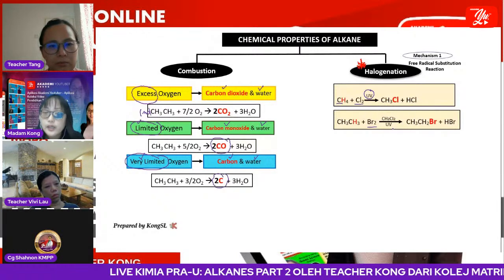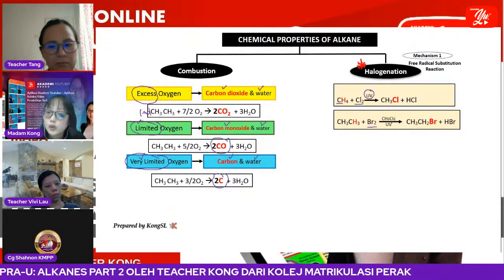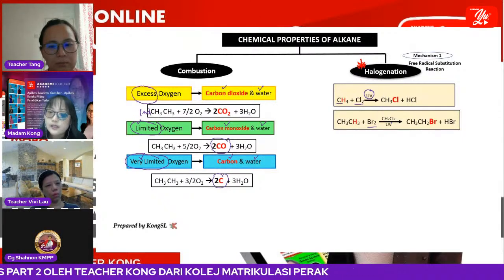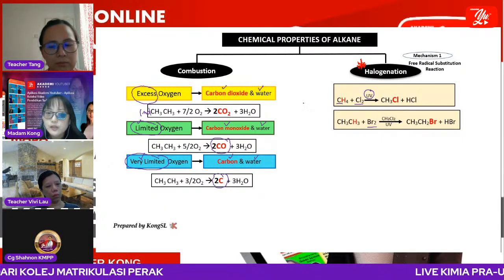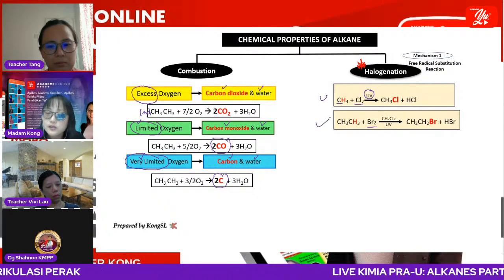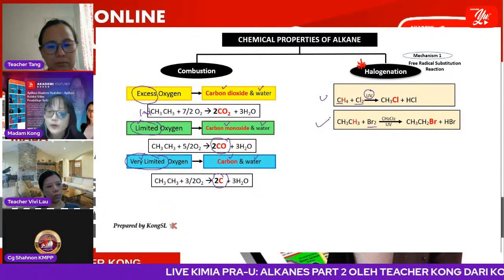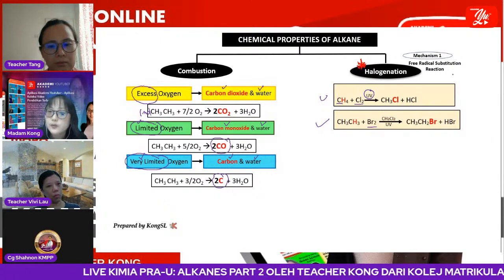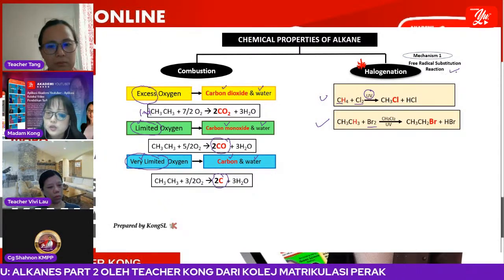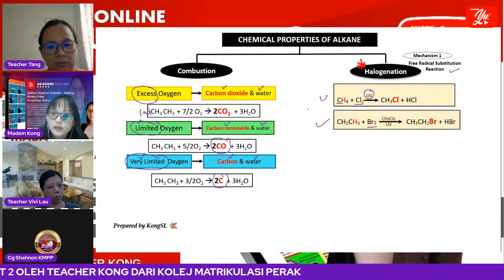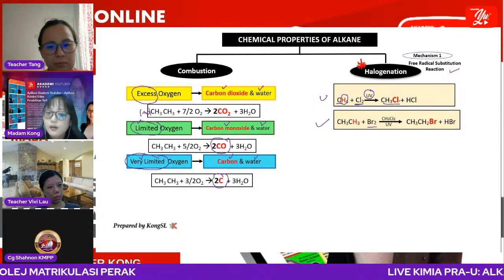For information, if without sunlight, halogenation of alkane won't happen. That's why the question will ask about what type of reaction. If this or this equation is given, and then the question asks you what type of reaction, the type of reaction for this chemical reaction is free radical substitution. It will form free radicals, and then the hydrogen will be replaced by the chlorine atom and form haloalkane.